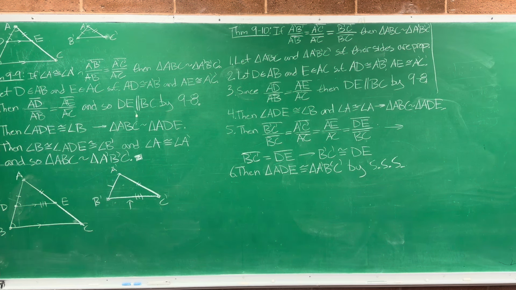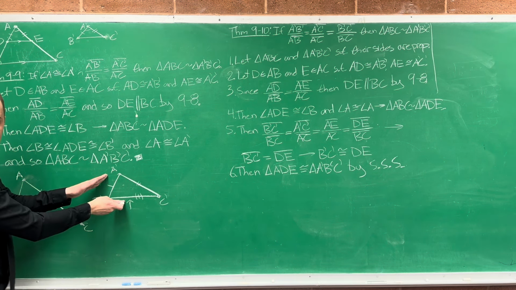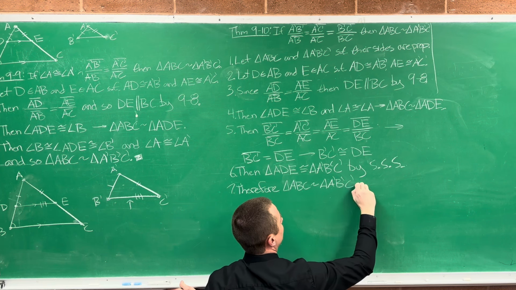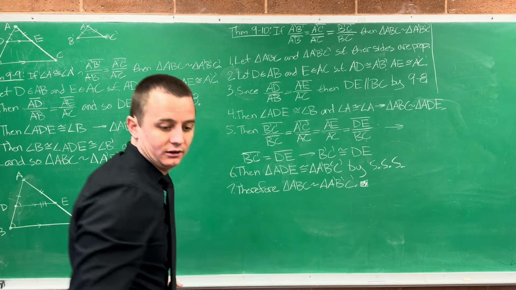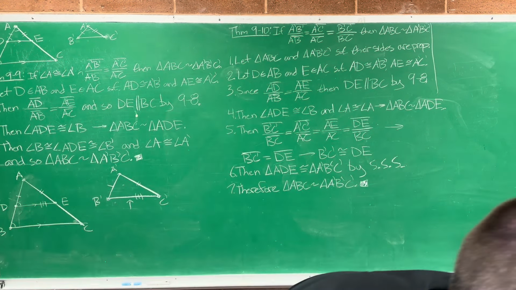Now they're similar to the big triangle. The big triangle is similar to that one, because the big triangle's angles are all the same as this one's angles, and this one's angles are all the same as this one's angles. Right. So those are similar, which is what we were after. So 7, therefore, triangle ABC is similar to triangle A prime B prime C prime. Any questions on that? That makes sense. So that was theorem 9.10.